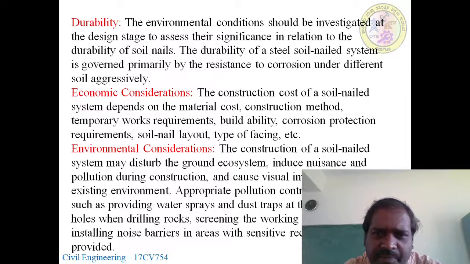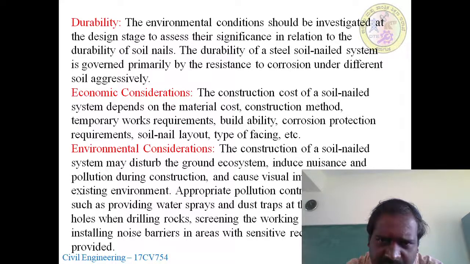And economic consideration. The construction cost of a soil nail system depends on the material cost, construction method, temporary works requirement, buildability, corrosion protection requirements, soil nail layout, and type of facing. So here, talking about the financial condition, the cost of the soil nail system will first depend on the construction method, what method will be used. Is the method suitable for that work? So we have to design it and decide the construction method. Based on that, we have to decide what the economics will be, what the cost of the materials and what the cost of the construction will be.